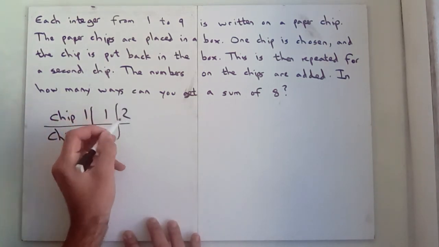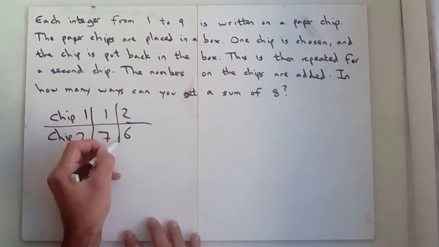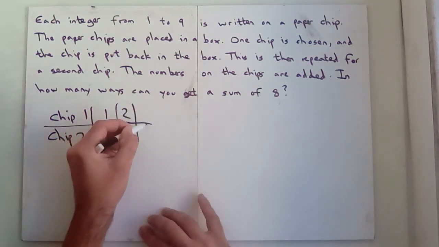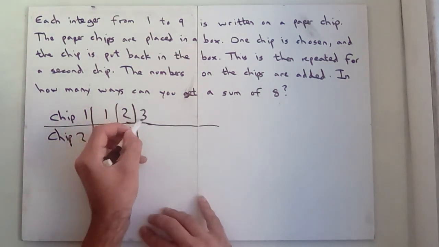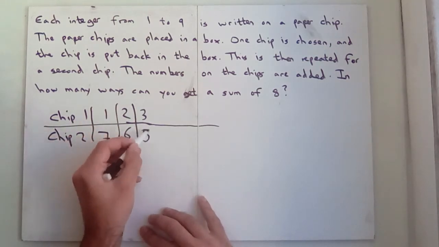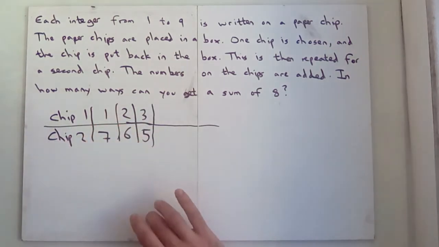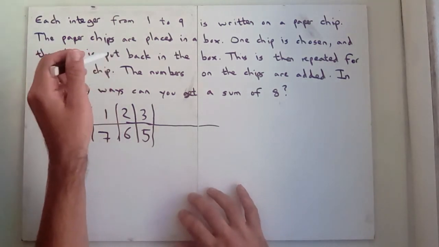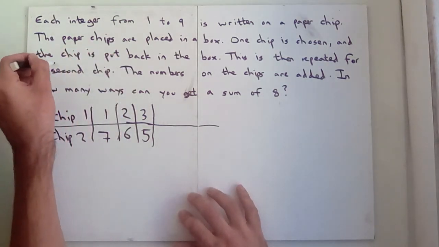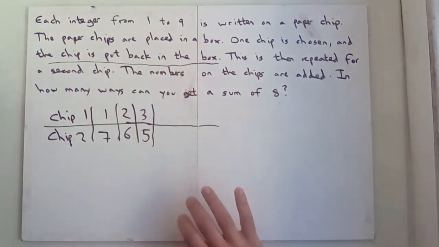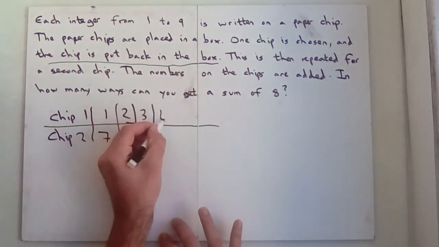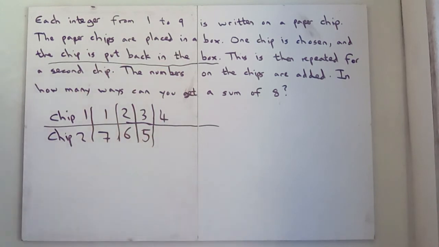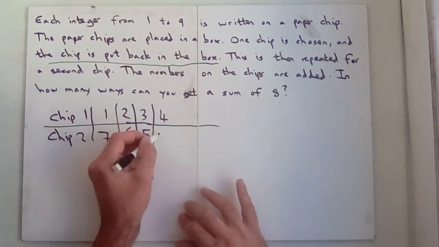You could get a 2 on chip 1, which would mean you need a 6 on chip 2. You could get a 3 with chip 1, and you could get a 5 with chip 2. You could get 4 on each because the chip goes back in the box. That means if I did take a 4 on chip 1, once we put it back, I could potentially pick that 4 again.